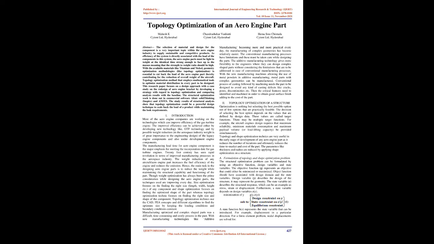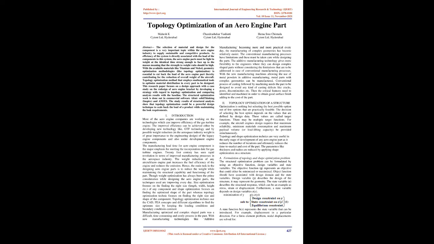As efficiency of the system is directly associated with the load of the components in this system, the aero engine parts must be light in weight at the identical time strong enough to face up to the masses, meaning that the strength-to-weight ratio should be high. With the available materials like titanium and nickel, geometry optimization methodologies, like topology optimization, are essential to cut back the load of the aero engine part, thereby contributing to the reduction of overall weight of the aircraft.